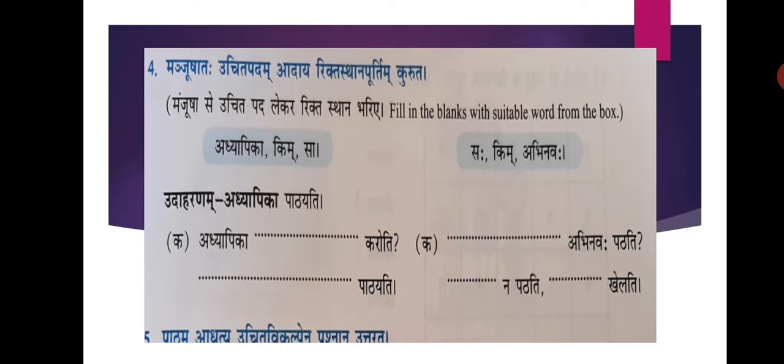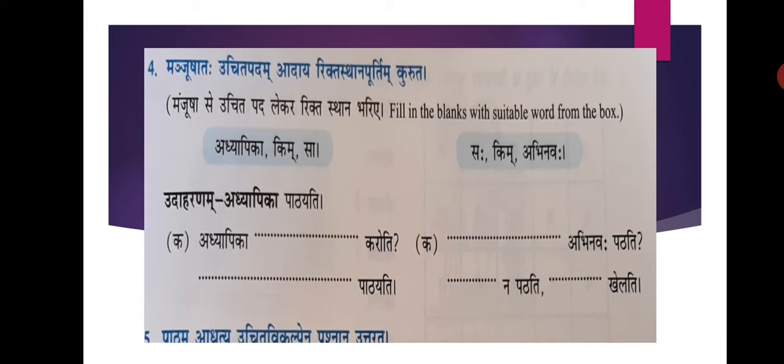Now here there is one example from your textbook, which asks: manjushatah uchitam padam adaya riktasthana purtim kuruta. Now here what you have to do: there is one manjusha. Manjusha means box. Okay. So there are two boxes. One is adhyapika, kim, sa, and another one is sah, kim and abhinavah. Now in the first box, below it there is the question: adhyapika pathayati, adhyapika fill in the blank karoti and fill in the blank pathayati. Now here we have to think about which word we have to use where. Okay. So here adhyapika is already used.